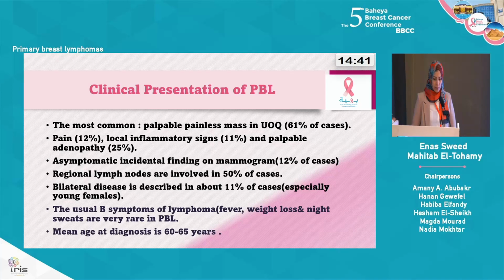The most common clinical presentation of primary breast lymphoma is a palpable painless mass in the upper outer quadrant. Other manifestations are pain, local inflammatory signs, and palpable adenopathies. An asymptomatic incidental finding can occur on mammography in 12% of cases, and the regional lymph nodes are involved in 50% of cases. Bilateral disease is described in about 11% of cases, but the usual symptoms of lymphomas are very rare in primary breast lymphomas. The mean age of diagnosis is 60 years with right side predominance.